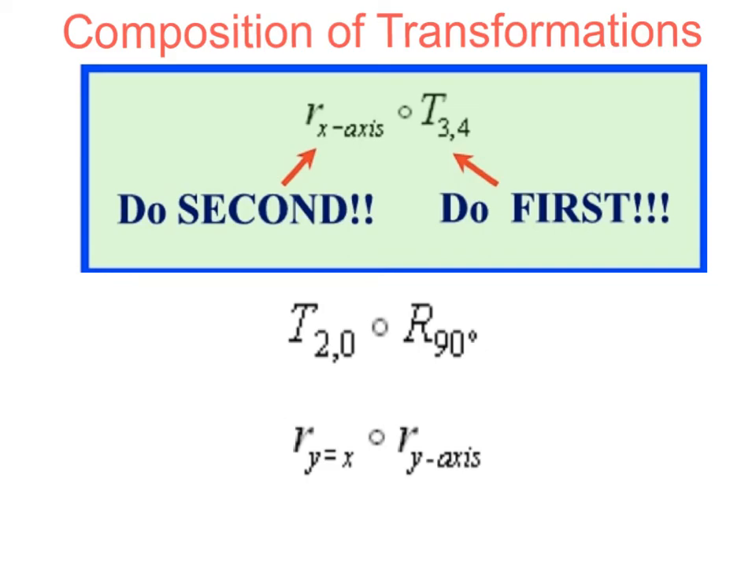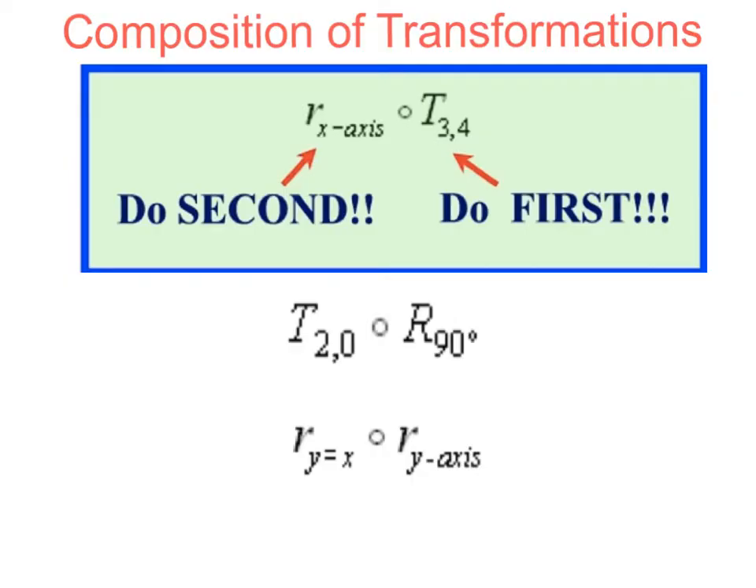Let's take a look at the composition of transformations. One of the most important pieces is this symbol right here, this little circle, is what we call the composition symbol. Basically, if we were to read what's written here, it would say perform the reflection of the translated image. So in other words, we would need to translate a point first and then reflect it in the x-axis.